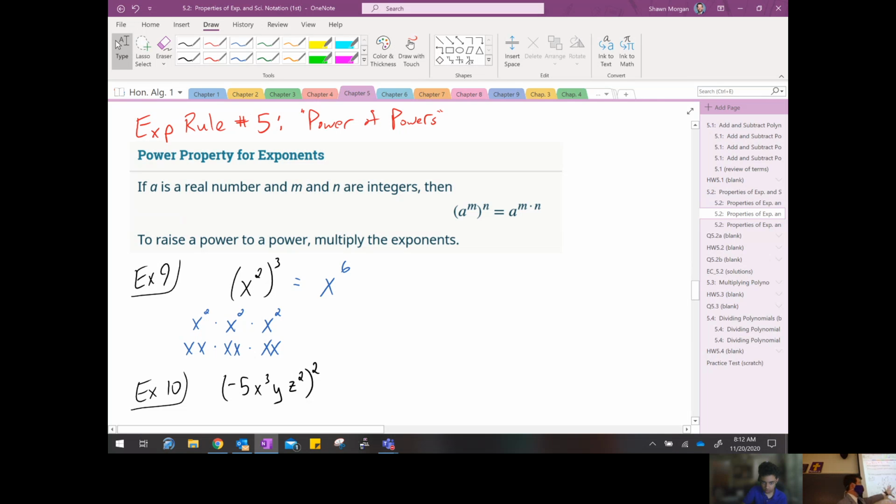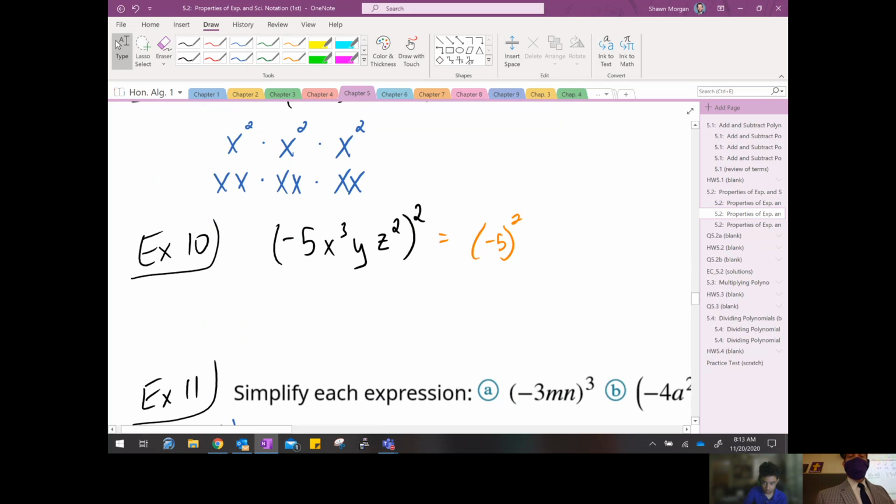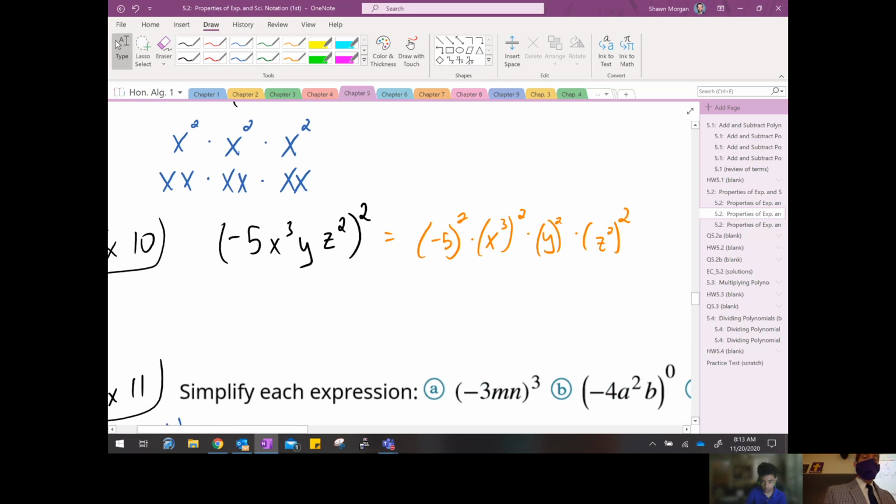On the macro level here, what am I doing? I'm squaring something, and that something is a product. So from one of our exponent rules, the power of a product, P-O-P, pop, we apply the rule that says that's -5 squared times x cubed squared times y squared times z squared, because each of these individual factors is now exponentiated to that second power. And then we just work them out.